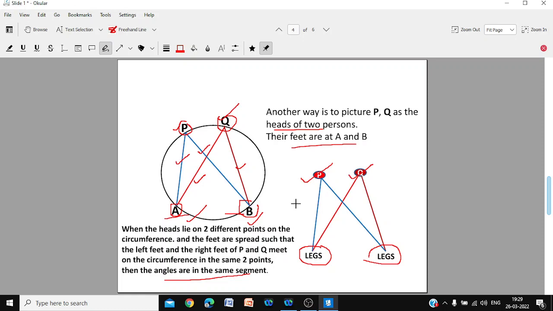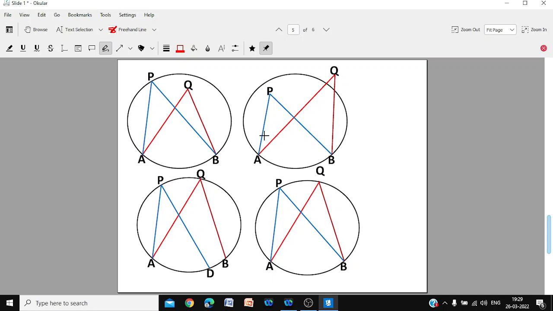Now let us take a few exercises. Here, are they angles in the same segment? No, because this is not on the circumference. This is inside the circle, not on the circumference. This one is outside the circumference and this is inside the circumference. So these two cannot be called angles in the same segment.